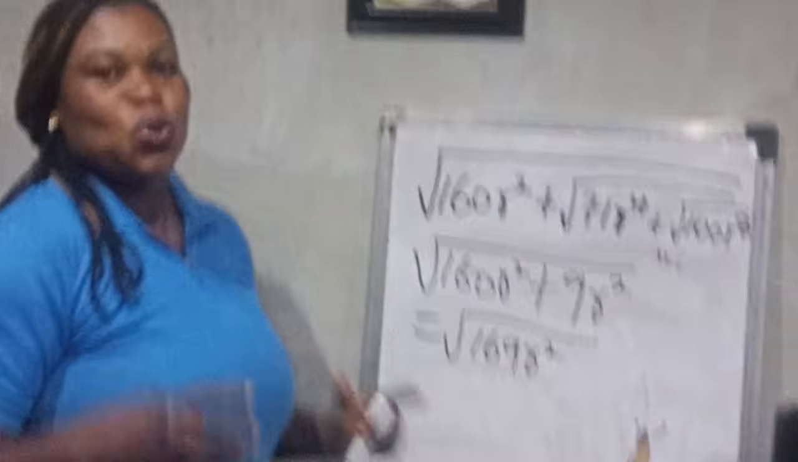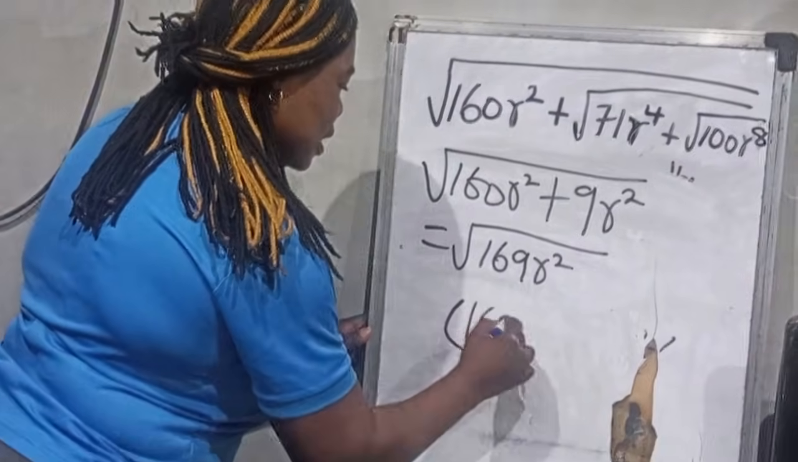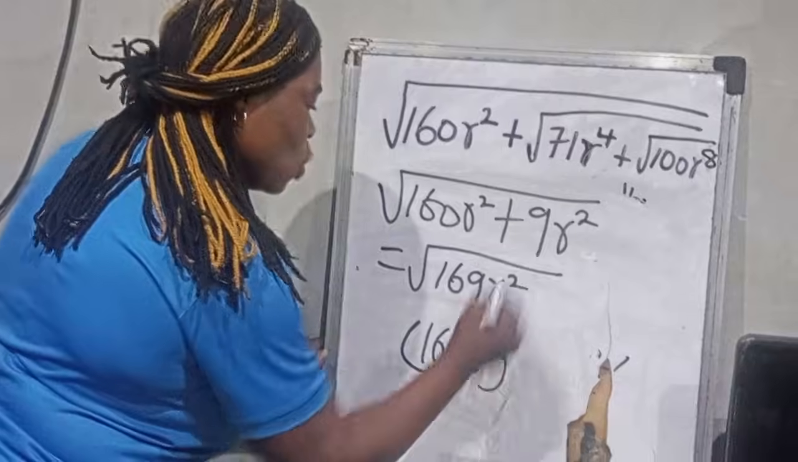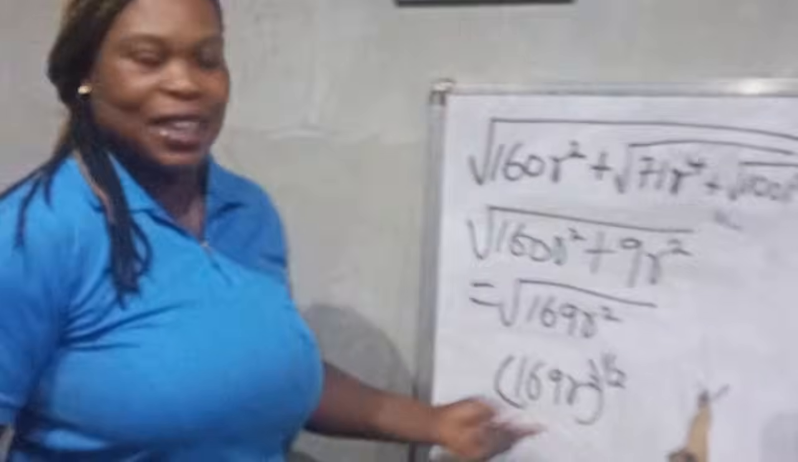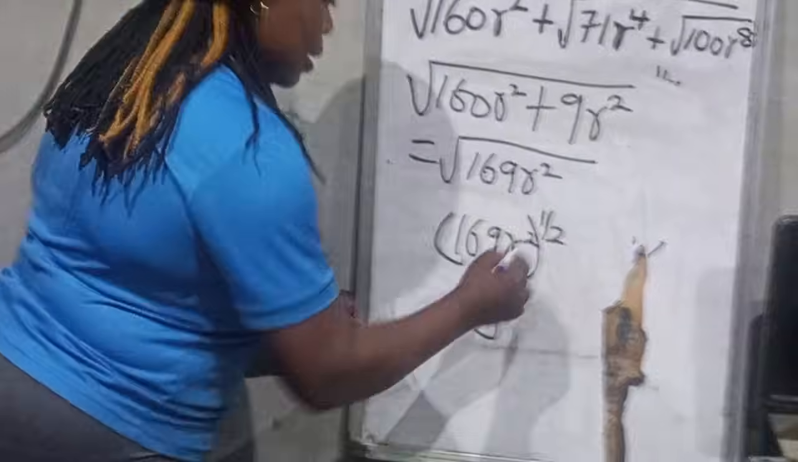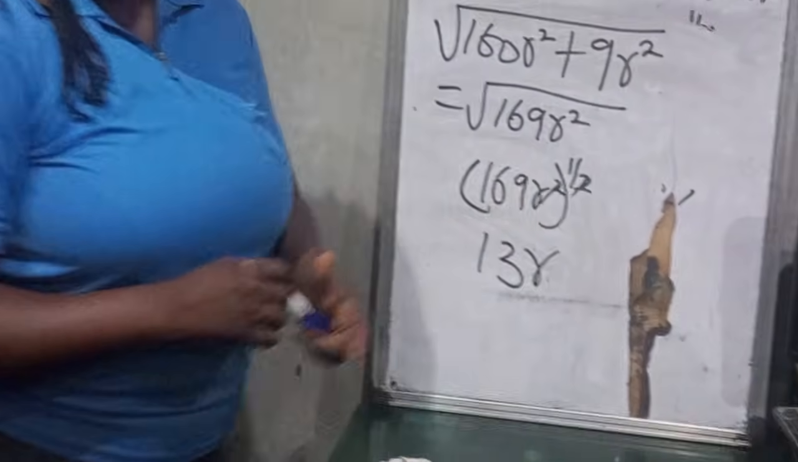Just like what we have been doing since, we change the square root to power, you are going to have 169r raised to power 2, to power 1 over 2. The square root of 169 is 13. And here cancels here. We are left with what? r. So our answer, when simplified, is 13r.